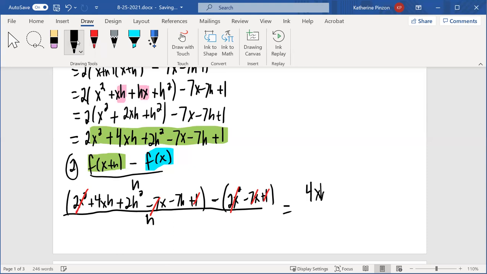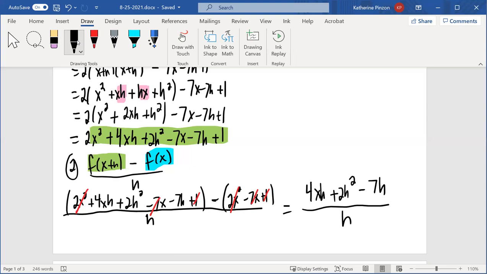So in the numerator, I have 4xh plus 2h squared minus 7h divided by h. If they don't all cancel out, then you made an error somewhere, okay? So if you get to this step where you think you've done your simplifying and everybody doesn't have an h, then you made an error. The reason for that is I'm trying to get rid of this h in the bottom, right? To get rid of that h in the bottom, I need everybody in the top to have an h. So now I can take one h away from everybody.